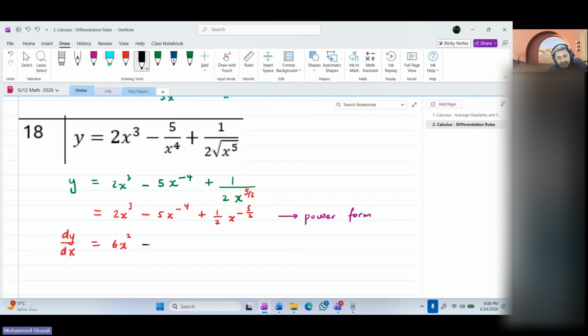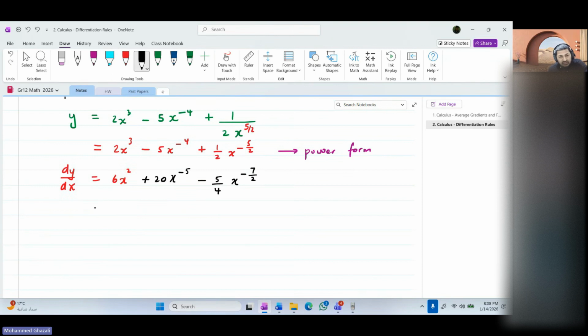Minus 5 times minus 4 is plus 20 x to the power negative 5, plus, what's half times negative 5 over 2? I don't know why I put a plus there, it should be a minus. Positive half times negative 5 over 2 is negative 5 over 4. Half times 5 over 2, you can see 2 times 2 is 4, 1 times minus 5 is minus 5. x to the power, remember you got minus 5 over 2 and you're going to subtract 1, so you'll get minus 7 over 2.